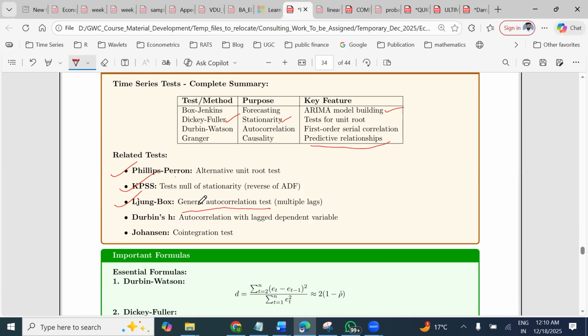This is a new concept. Then Durbin's h, for autocorrelation with a lagged dependent variable. This is also another test. Then cointegration, similar to Granger. The Johansen method or test is used to check cointegration. Do you know what cointegration is?